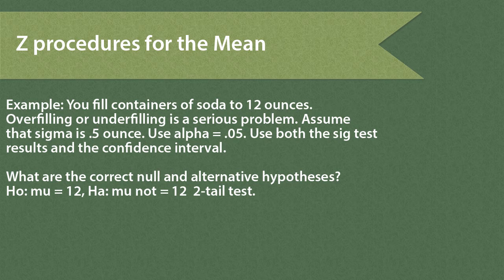First, we would have to establish what are the correct null and alternative hypotheses. Because overfilling or underfilling presents a problem, we're interested in results that are either significantly greater than 12 or significantly less than 12. As a result, we would hypothesize 12 ounces as a null and consider the two-tailed alternative.